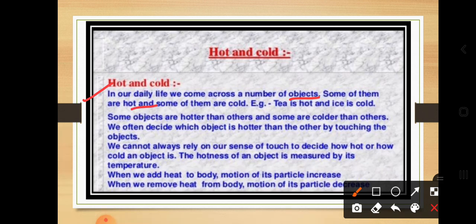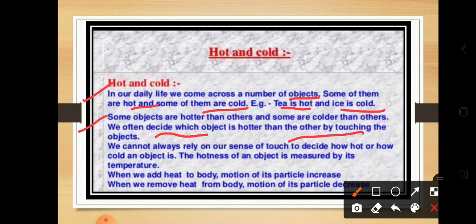Some of them are hot, some of them very cold. So tea is hot and ice is cold. And some of the objects are hotter than others, some are colder than others. So, often we decide which object is hotter than the other.